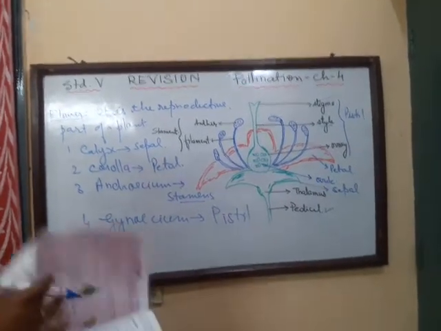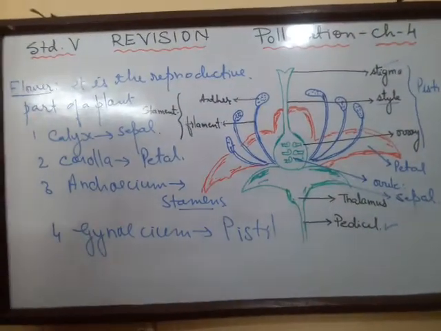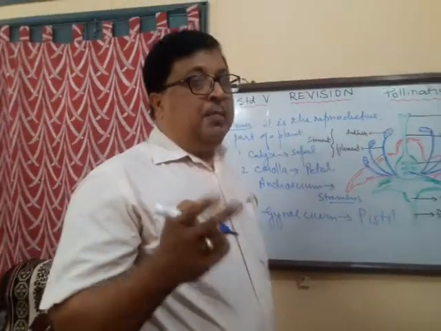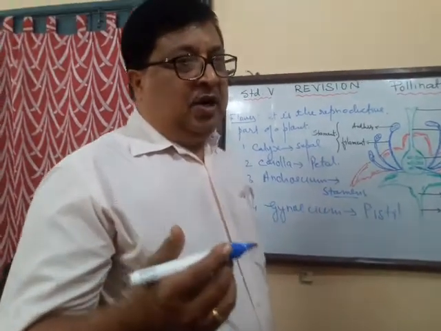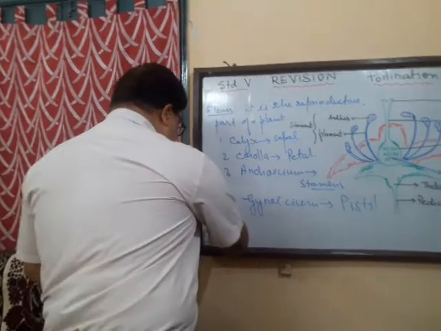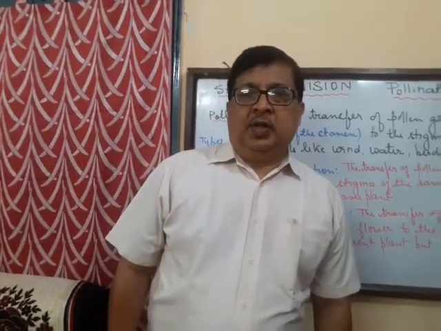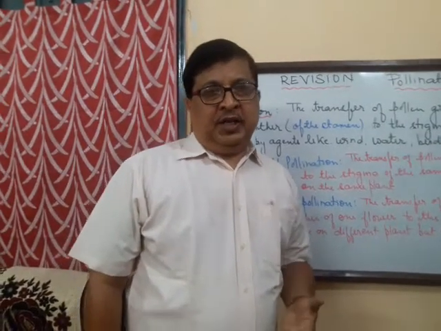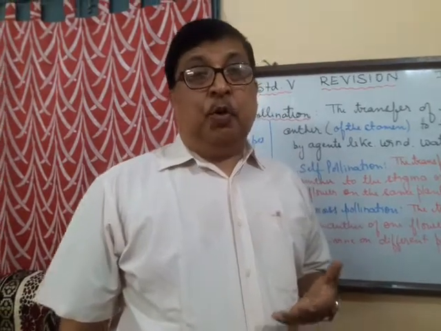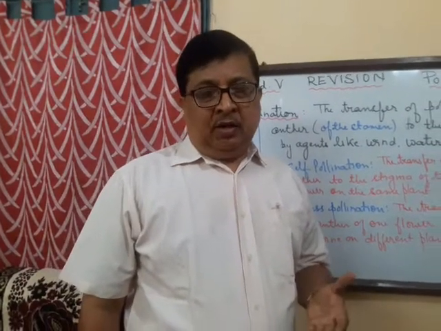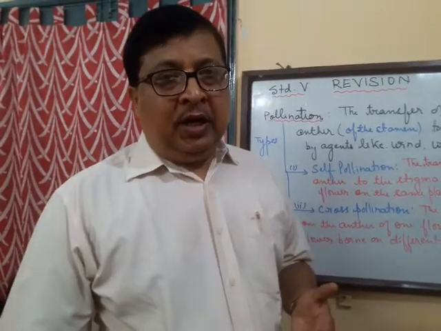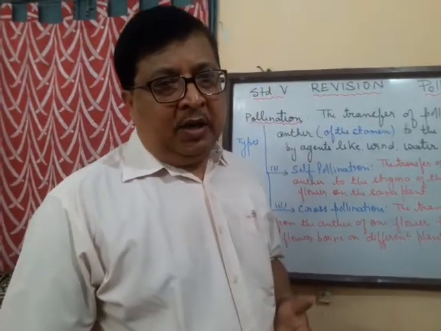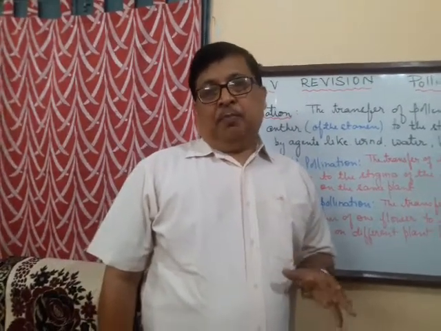Now we are going to talk about the process involved in the formation of a fruit. Two processes are involved, that is pollination and fertilization. Let's talk about pollination first. Now children, let's see what is meant by pollination. Pollination is the transfer of pollen grains from the anther of the stamens to the stigma of the pistil by agents like wind, water, birds and insects.